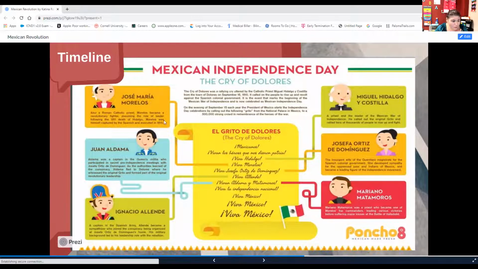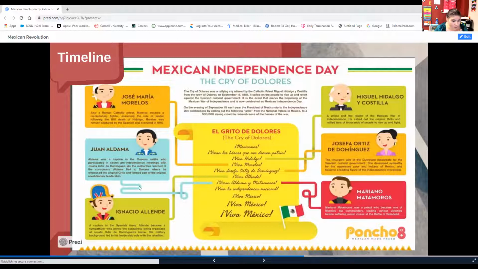It called on the people to rise up and revolt against the Spanish colonial government. It is the event that marks the beginning of the Mexican War of Independence and is now celebrated as Mexican Independence Day. On the evening of September 15th each year, the President of Mexico starts the Independence Day celebrations by calling out the Grito from the national palace in Mexico to a 500,000 strong crowd in remembrance of the heroes of the war.